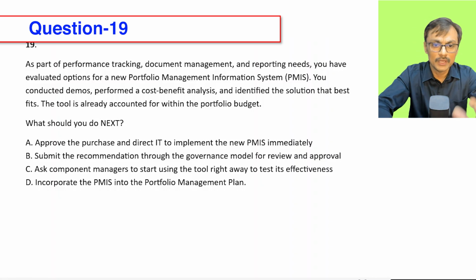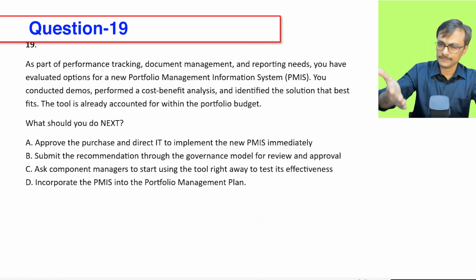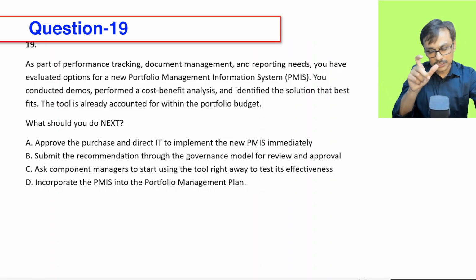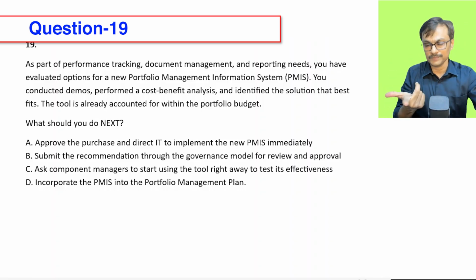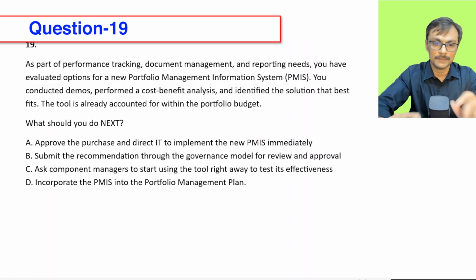Let's see the options. Approve the purchase and direct IT to implement the new PMIS immediately. So it is too much. There is a possibility that in a governance model, at some level, I can make decisions, but the question is not indicating that. The question is giving you a trap that budget is already approved. Approval of the budget doesn't mean that you can initiate it. That's the important difference we should keep in mind.